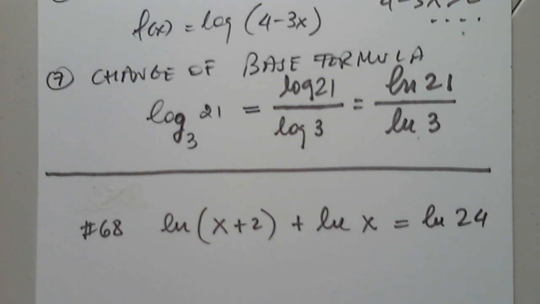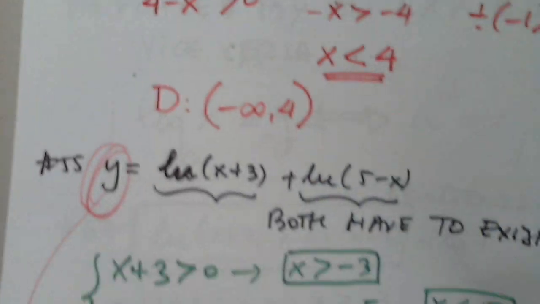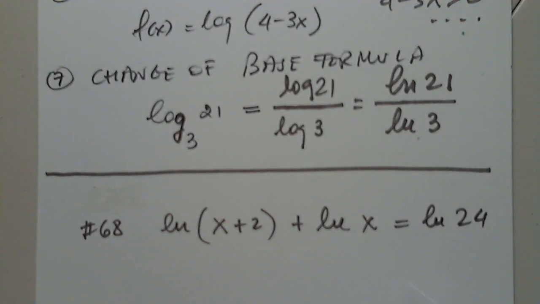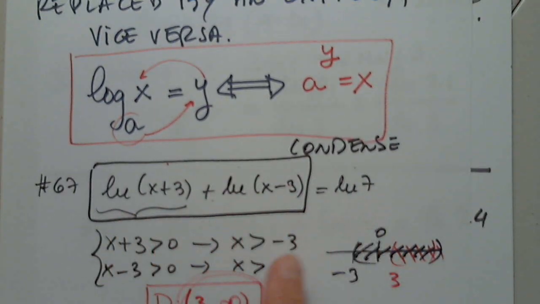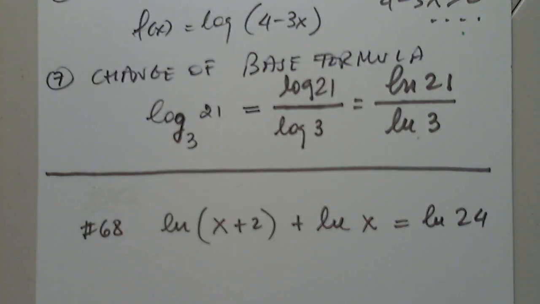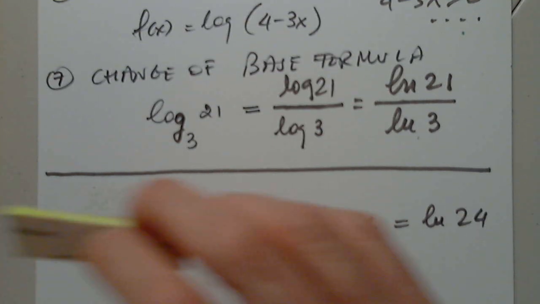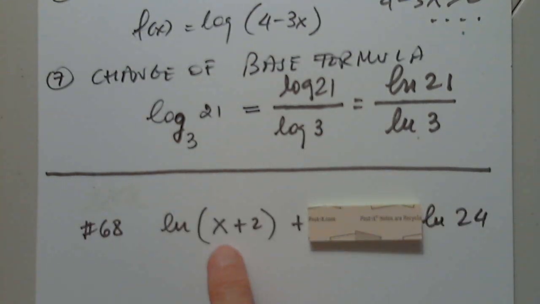Good. ln. Yes? ln parenthesis x plus 2 plus ln x equals ln 24. Perfect. So just in case you need another example, we did 67 together, that's why I assigned 68. Good. So we start by determining the domain of this function. What do I have to write?